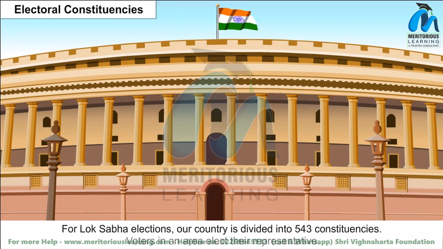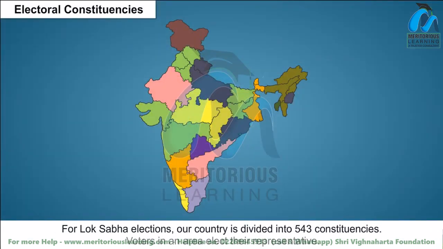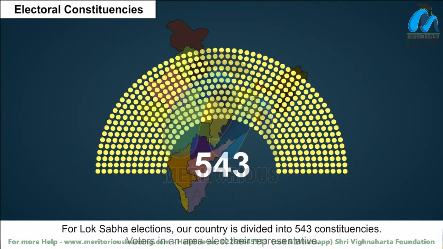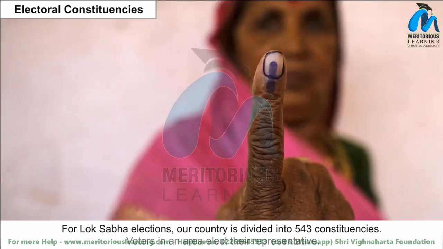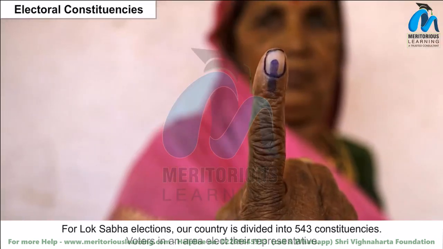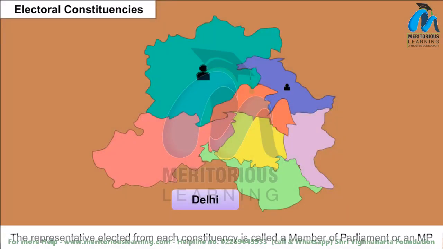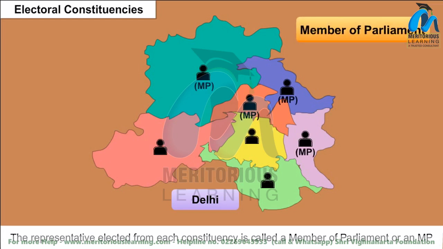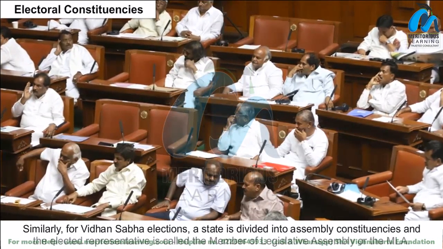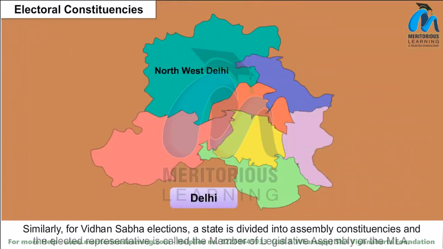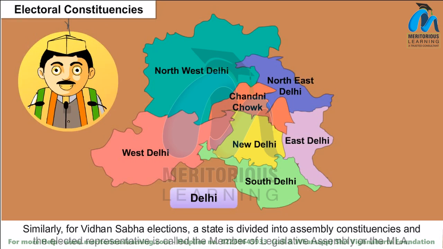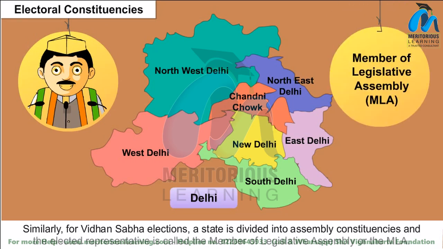For Lok Sabha elections, our country is divided into 543 constituencies. Voters in an area elect their representative. The representative elected from each constituency is called a Member of Parliament or an MP. Similarly, for Vidhan Sabha elections, a state is divided into assembly constituencies, and the elected representative is called the Member of Legislative Assembly or the MLA.